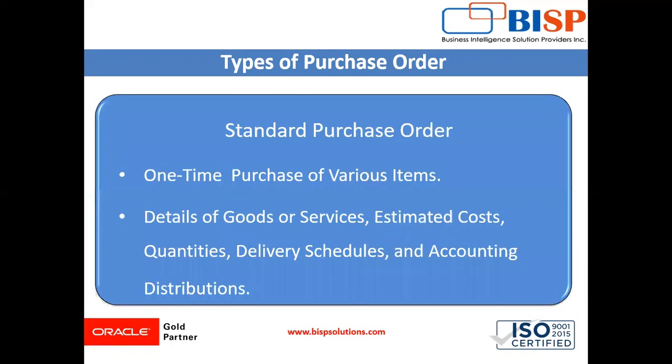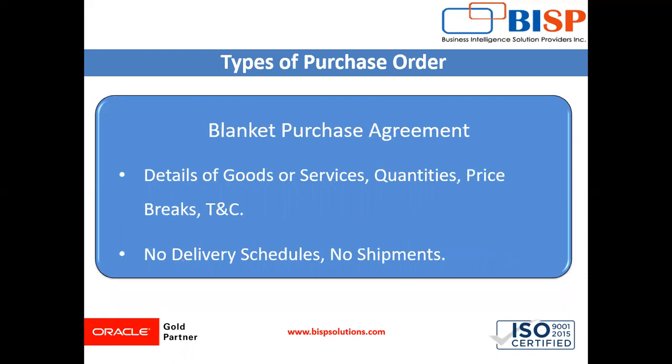The standard purchase order is for a one-time purchase of various items. It can be created when the details of goods and services are required, and the estimated cost, quantities, delivery schedules, and accounting distributions should be known in the purchase order, right? When we create it. The next one is the blanket purchase agreement.